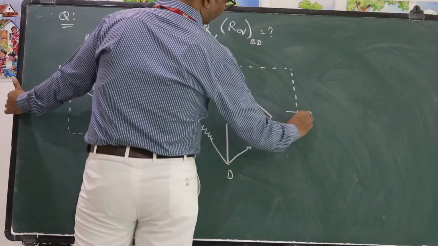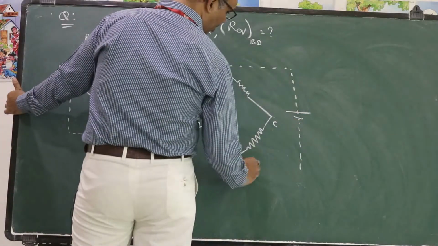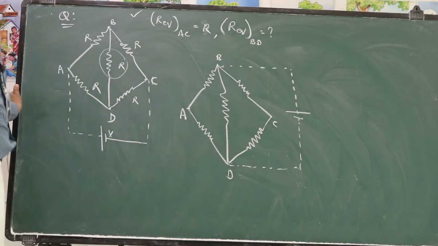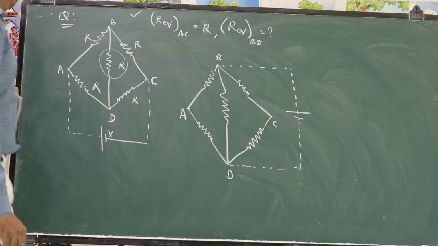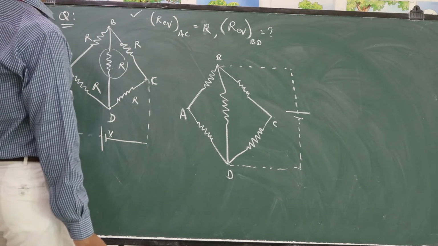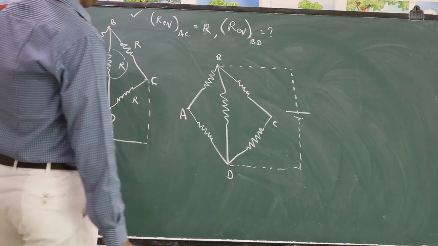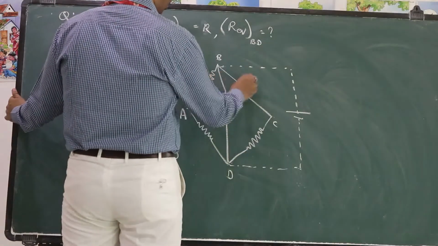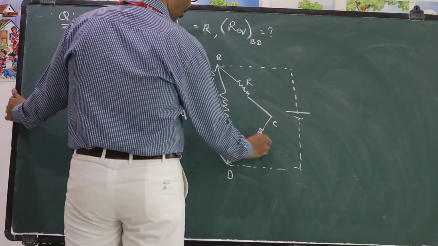between B and D like this. If you observe clearly, here also you will find an arrangement like Wheatstone bridge. 1, 2, 3, 4, 5 resistors are there. All resistors are identical in magnitude.